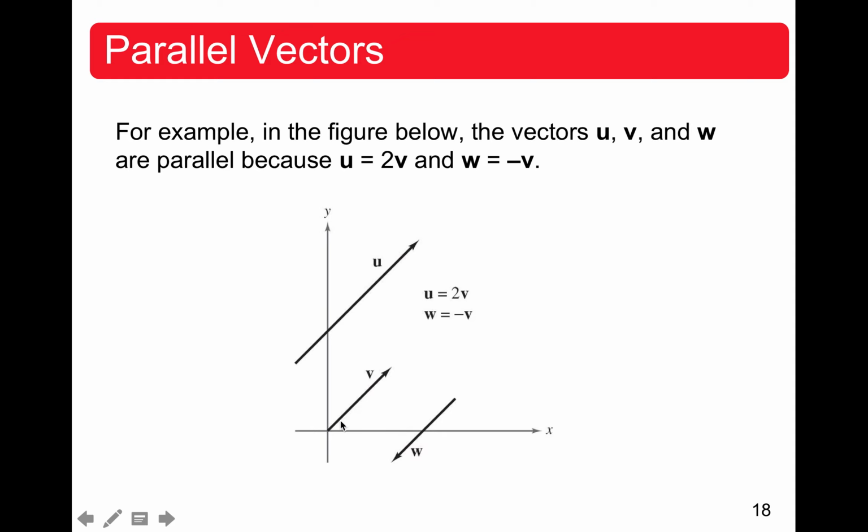So here we have, this is v. We can multiply v by 2 and have it equal u. And then w is going to be equal to negative v. So these are still parallel even though they have opposite directions.